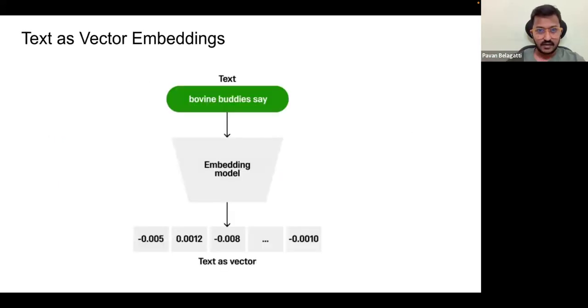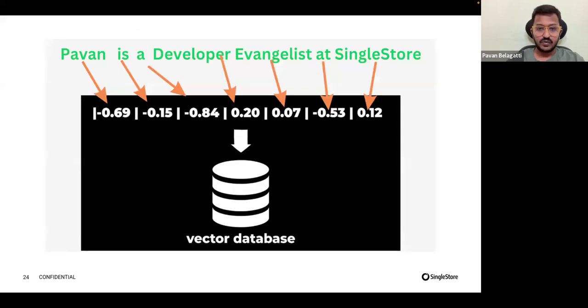Again, text as vector embeddings. This is what I'm going to show you today. Text goes through an embedding model from OpenAI and gets converted into a vector embedding. With a simple example, Pawan is a developer evangelist at SingleStore. The whole sentence gets chunked, and each chunk is given a numerical value. All these embeddings are stored in a vector database.